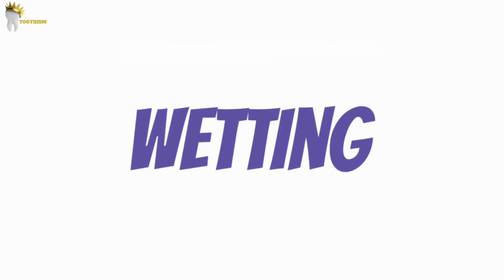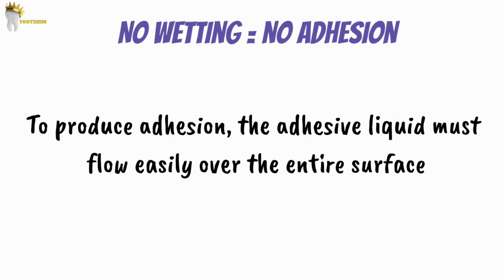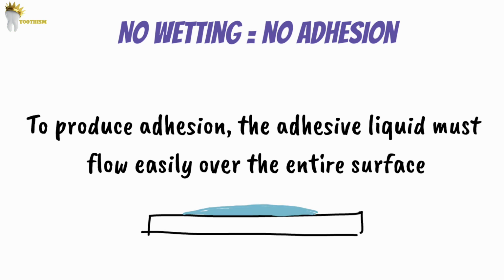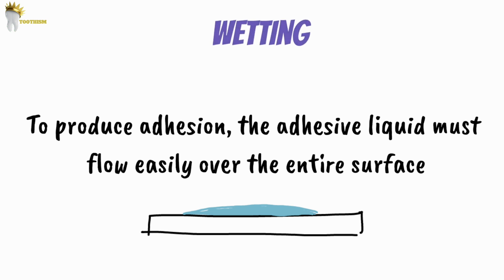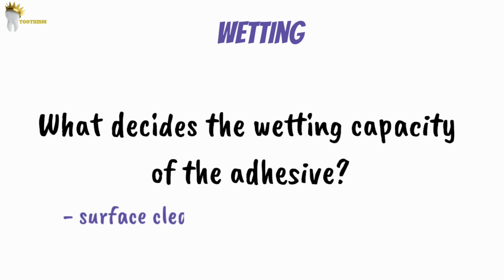There is another concept we need to understand. It's called as wetting. Why do we need to know this? Because if there is no wetting, there is no adhesion. To produce adhesion on any targeted surface, the liquid must flow easily over the entire surface and adhere to the solid. This characteristic is known as wetting. This ability to wet the substrate is an important factor for the adhesive bond when the adhesive sets from liquid to solid. A number of factors decide this wetting capacity of an adhesive.